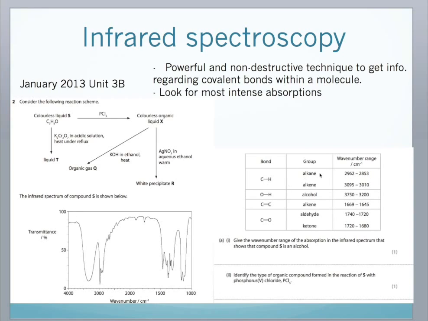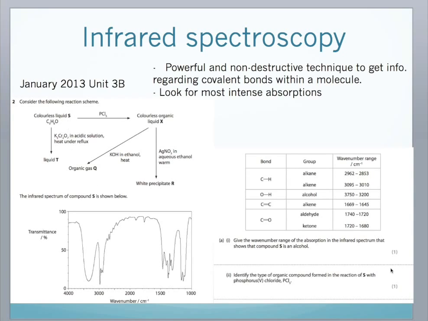And these are the different wave number ranges. All this information will either be given to you like here, or it can be found in the data booklet, the blue data booklet that you'll be allowed to have with you. So what do we know about liquid S? Well, we know that it's 3 carbons, 8 hydrogens, and then it has an O. So at AS level, we have to assume that this is an alcohol. However, we don't know whether it's primary, secondary, or tertiary.